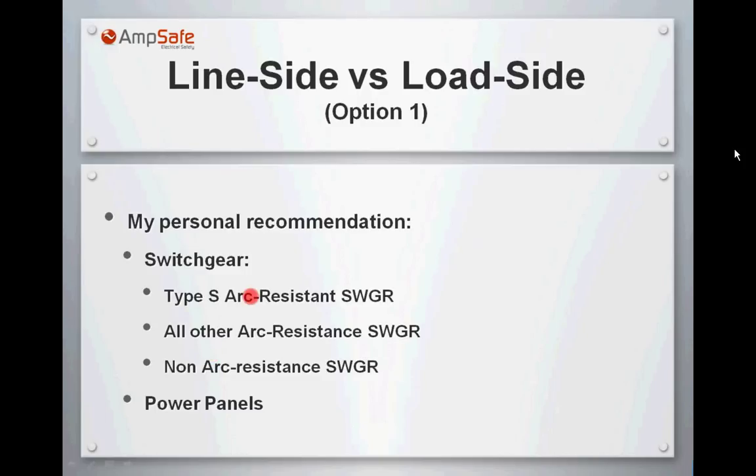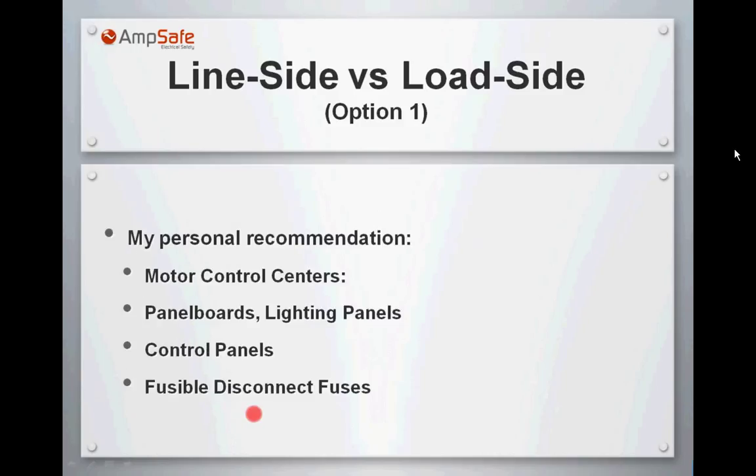This is a switchgear area. I follow that path. How about in power panels? I always consider the worst possible case, which will be the line side. I will never put the load side energies. How about motor control centers? The majority of motor control centers have steel barriers between the different sections, but they're not rated to be arc resistant.